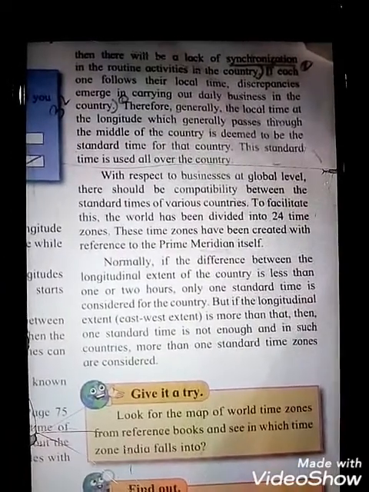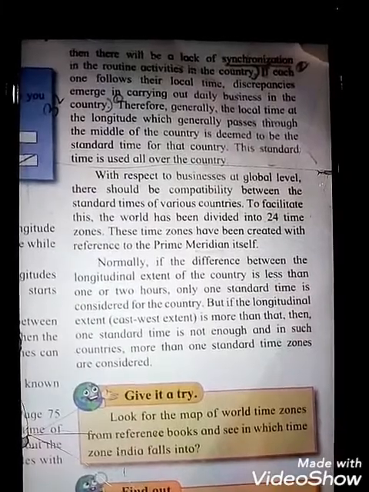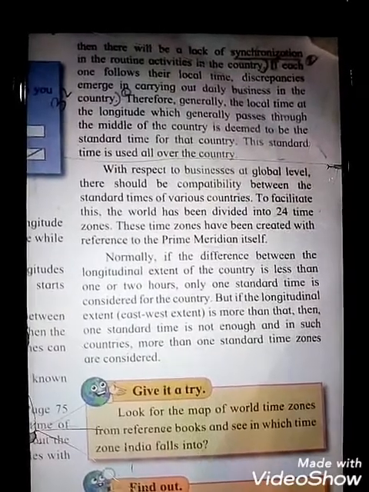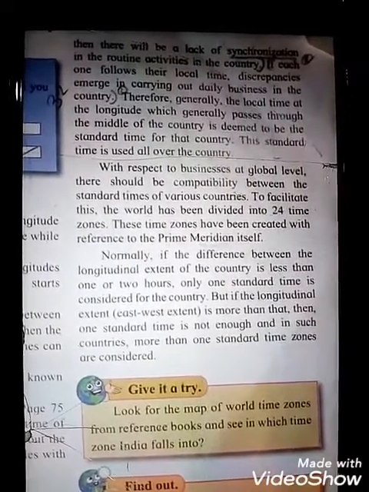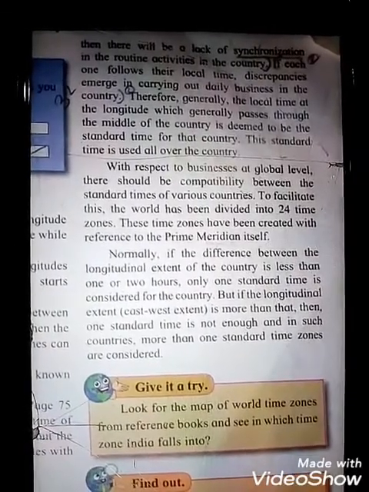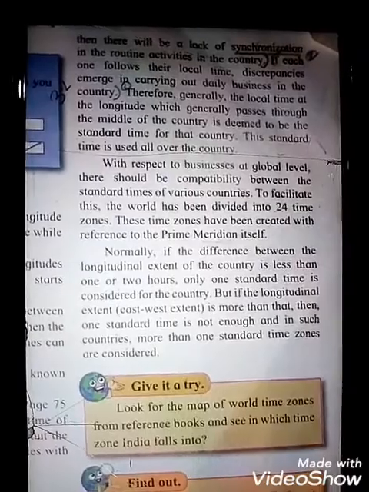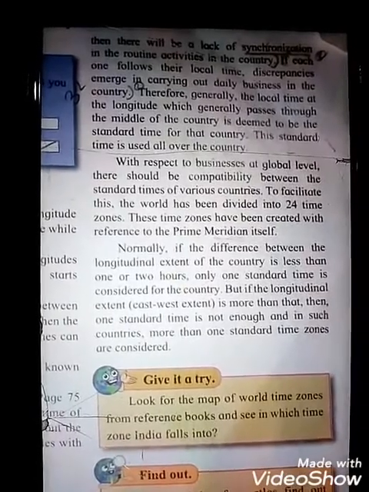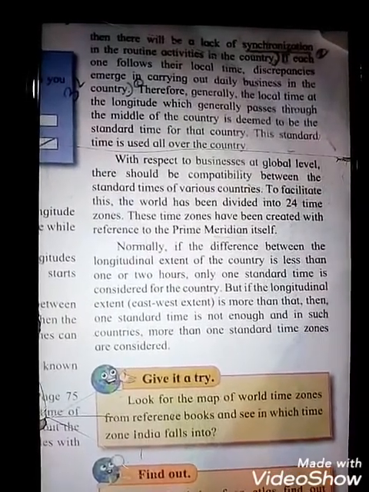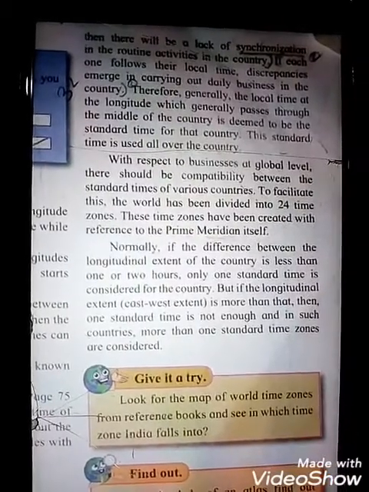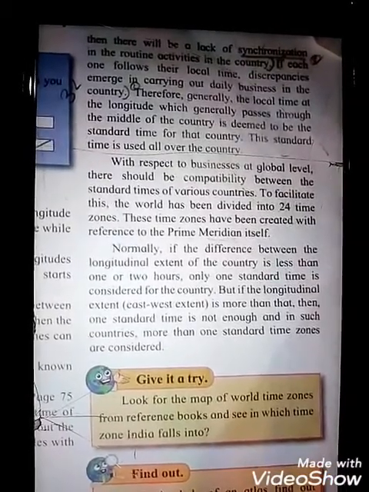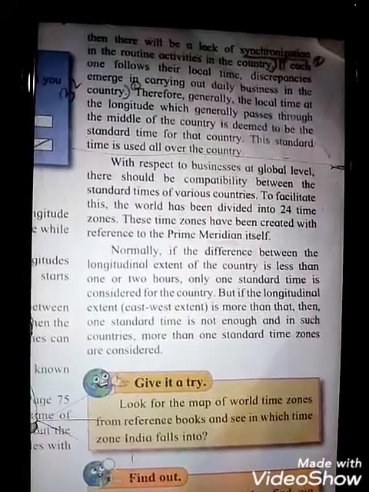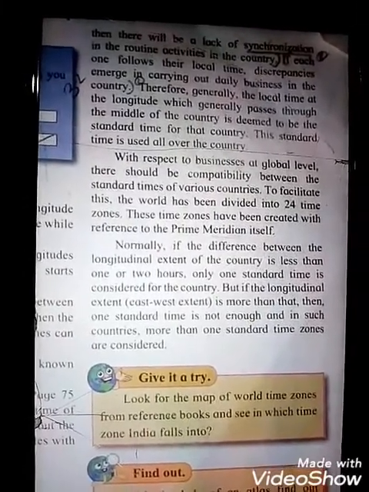Normally, if the difference in the longitudinal extent of the country is less than 1 or 2 hours, only one standard time is considered for the country. But if the longitudinal extent, the east-west extent, is more than that, then one standard time is not enough, and in such countries more than one standard time zone is considered.